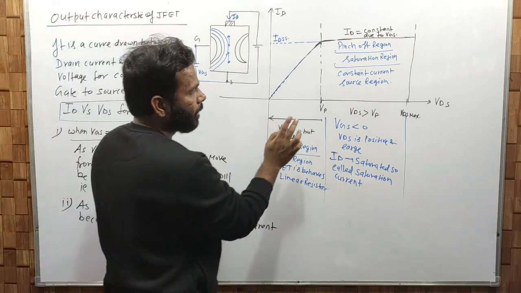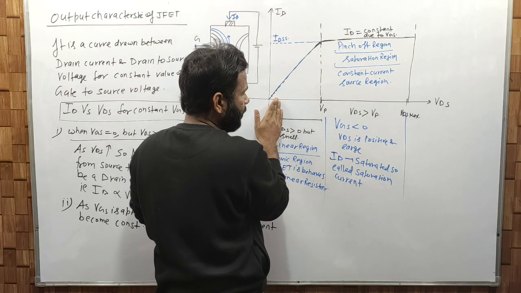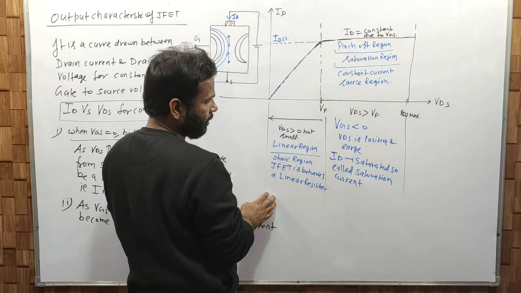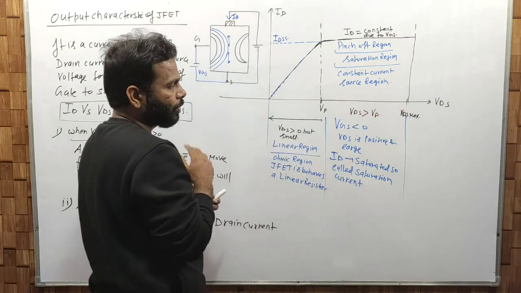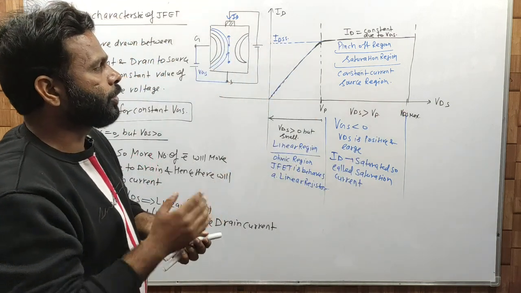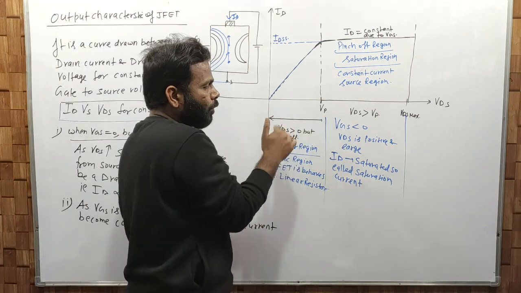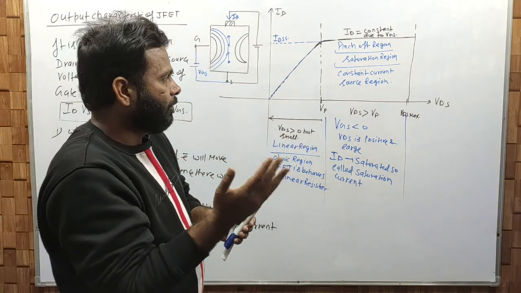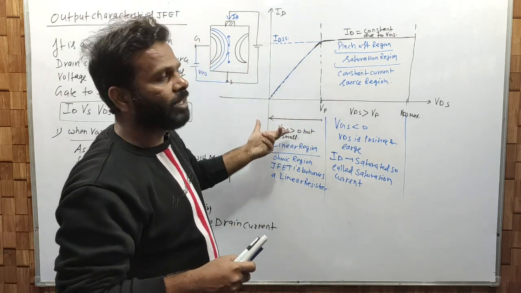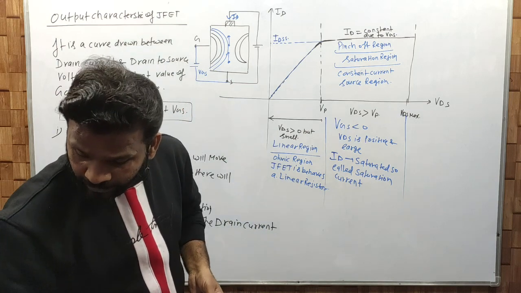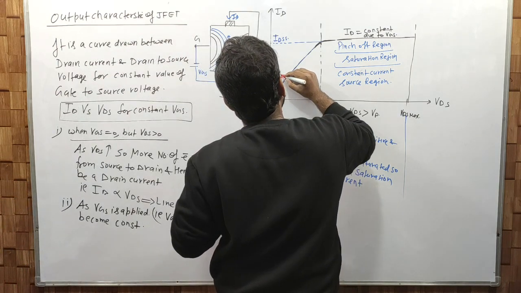नाउ अगर हम बात करें इस BP वोल्टेज से लेफ्ट हैंड साइड का जो रीजन है, दैट इज कॉल्ड लीनियर रीजन और लीनियर रेजिस्टर रीजन, एंड इससे राइट हैंड साइड का जो रीजन है दैट इज कॉल्ड द कांस्टेंट करंट रीजन और द पिंच ऑफ रीजन। सो BP इज अ डिसाइडिंग वोल्टेज। If you apply the voltage below the BP, then the JFET is working as a linear resistor. This is working as linear resistor.